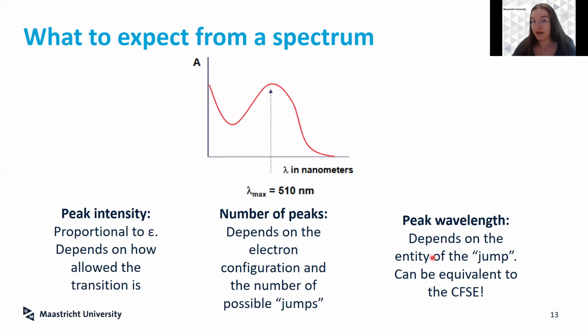Then the other thing is, where is the peak? What is the wavelength at which you actually see this maximum of absorption? This wavelength depends on the size of the jump. Depending on how much energy you need to give to the system to go from ground state to excited state, the wavelength rises or drops. If you have higher energy, then the wavelength is always lower. If you need smaller energy to bridge this gap, then the wavelength is higher.